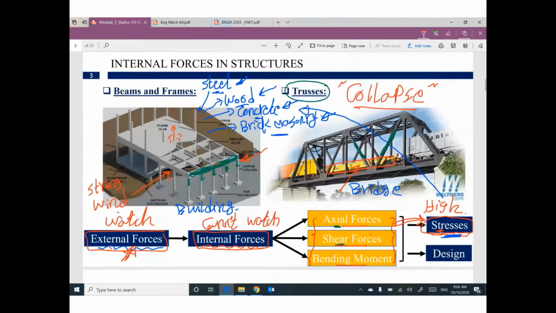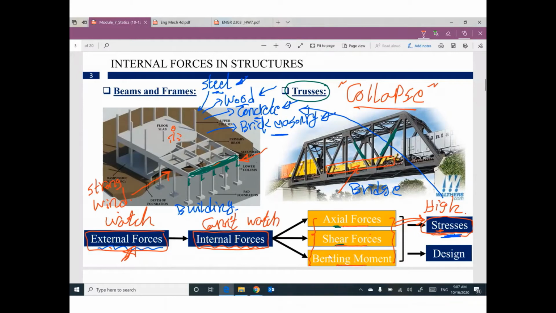We learned a very important philosophy related to any kind of structure, whatever the kind of structure, beam, frame, or truss. We have external forces that we can watch. These external forces will create internal forces inside the building, inside each component of the building. These internal forces can be axial force, shear force, bending moment.